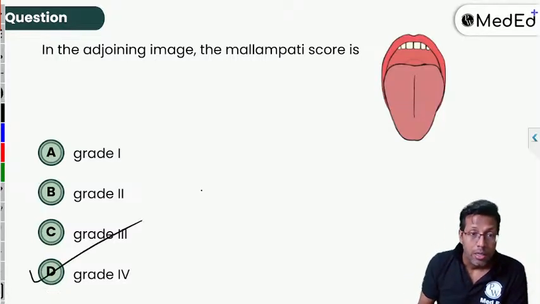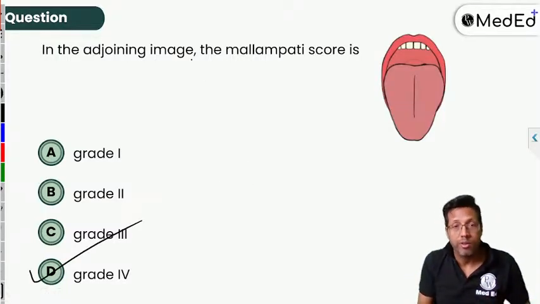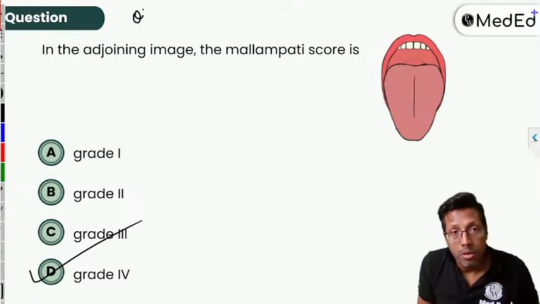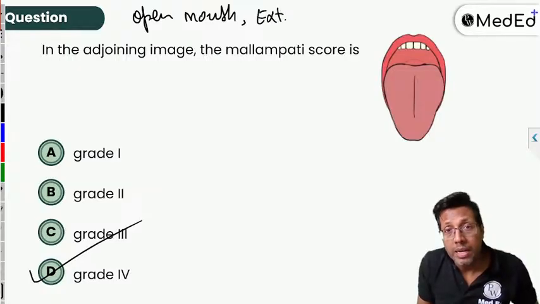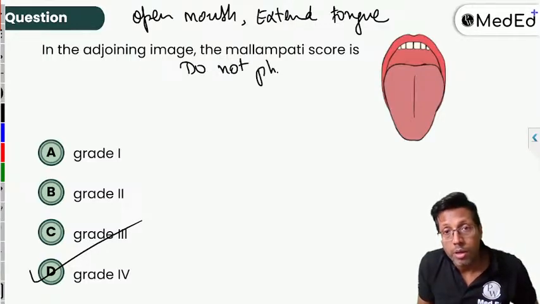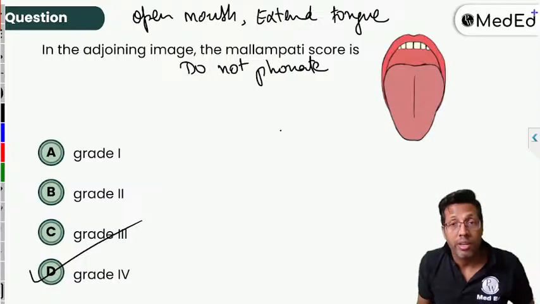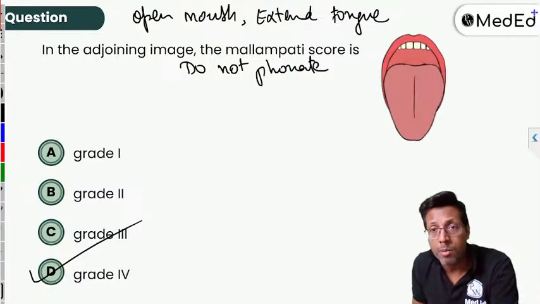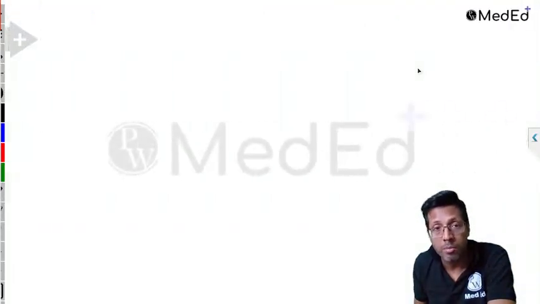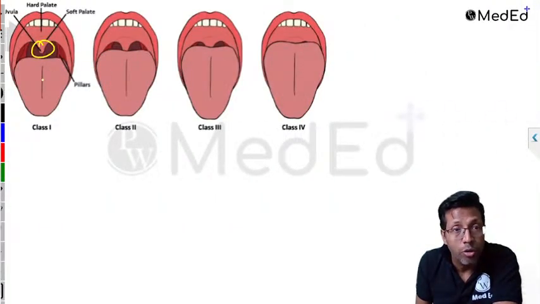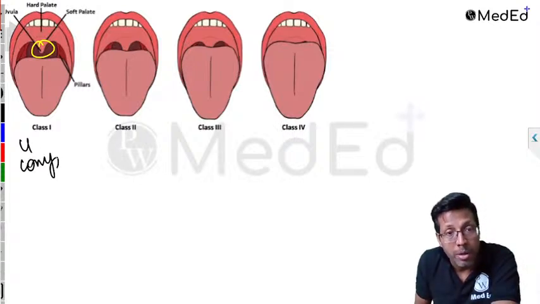The answer is D. Remember, whenever they ask you Mallampati, the first thing is the mouth should be open, the tongue should be completely extended, and the patient should not phonate. What are we supposed to see? Posterior pharyngeal structures, and for exam purposes, just remember one structure, the uvula. Can you see the uvula? No. Straight away Mallampati 4. If you see the complete uvula, it's Mallampati 1.